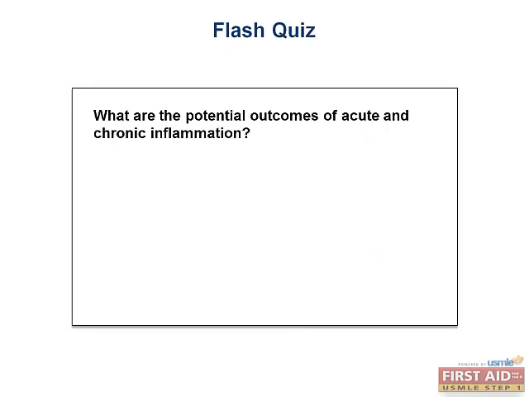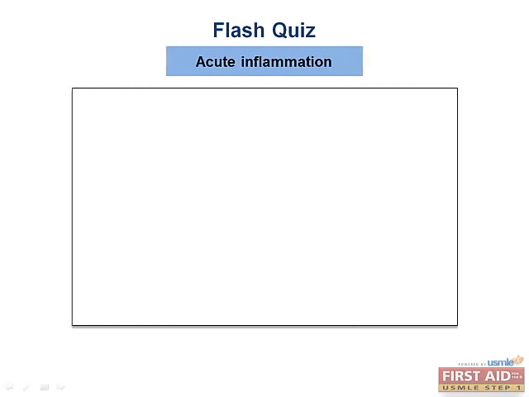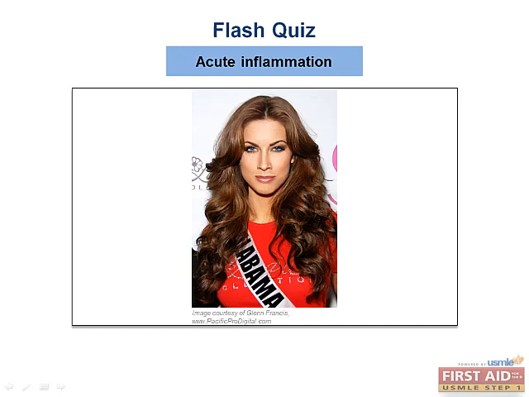So to test your knowledge, we have a flash quiz. And this will help expand upon the knowledge that I already presented. So, the question is, what are the potential outcomes of acute and chronic inflammation? Boom. So for acute inflammation, what's a potential outcome? How about complete resolution? Now, I can't promise that you'll look as beautiful as this model here, but I can promise that your damaged tissue can completely resolve. It has the potential to.